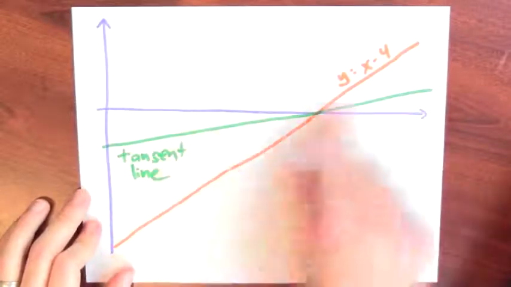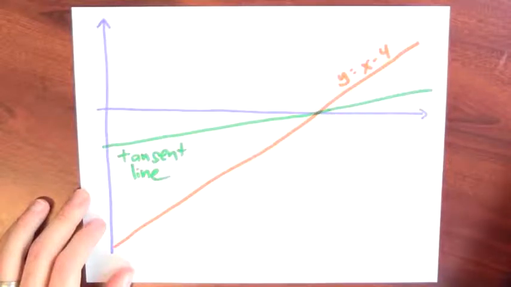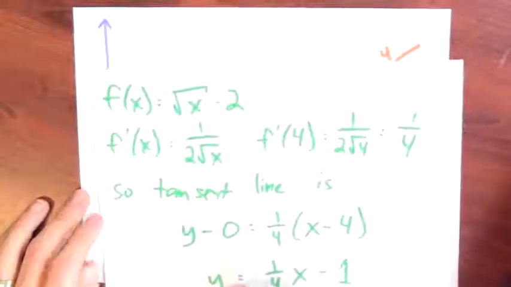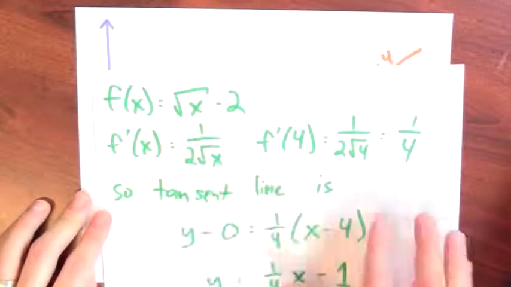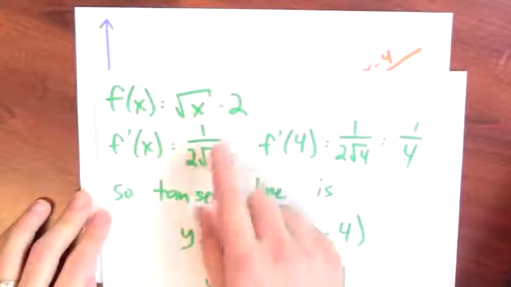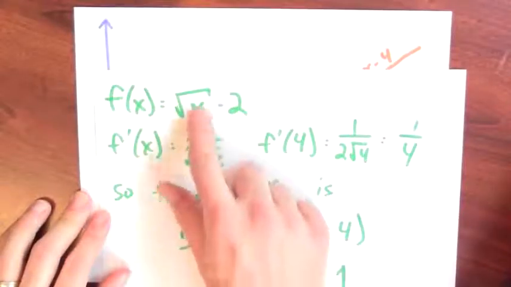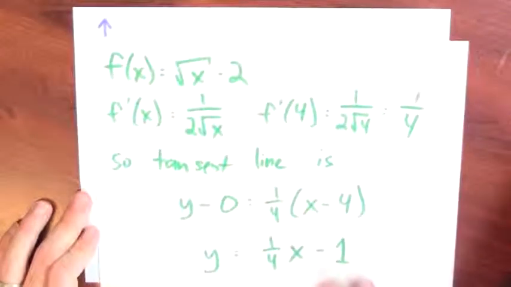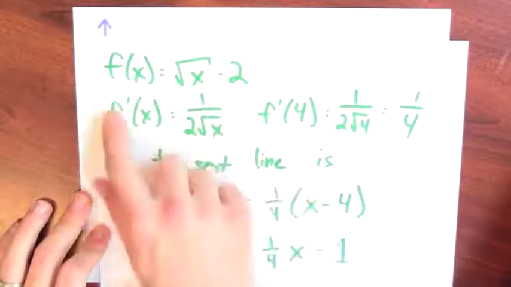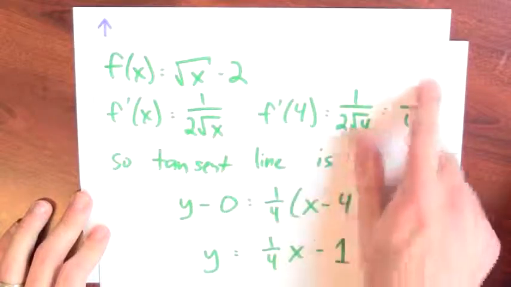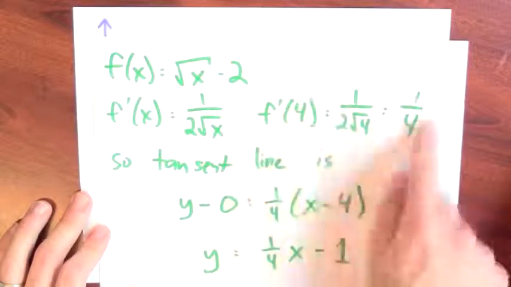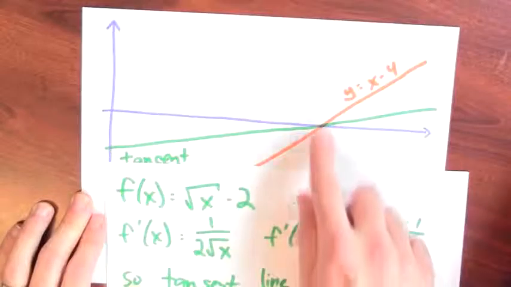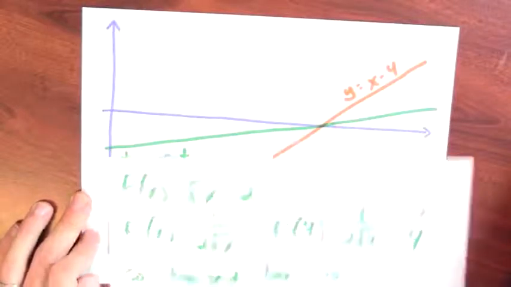Now, I could compute that tangent line by doing a little bit of calculus. Right, this function is the square root of x minus 2. If I differentiate that, I get 1 over 2 square roots of x. That's the derivative of the square root function. And the derivative of minus 2 is just 0. Now I can evaluate that derivative at 4, and I get the derivative is 1/4. And that's the slope of the tangent line here to the green curve.